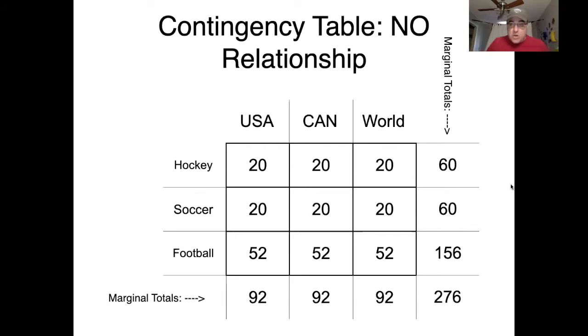If I didn't know where you were from, I would say that there's a 52 out of 92 chance that you like football. If I say, oh, and that person's from America, my guess doesn't change a bit. I stay exactly where I was. My odds of being right about whether you like football are exactly the same as they were before I knew your origin. That's why this is a no relationship setup. Information about one category doesn't give you any more information about what's likely to happen in the other category.